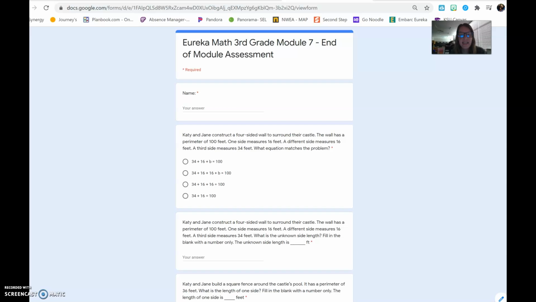It says Katie and Jane construct, which just means build, a four-sided wall to surround their castle. The wall has a perimeter of 100 feet. One side measures 16 feet, a different side measures 16 feet, a third side measures 34 feet. What equation matches the problem?